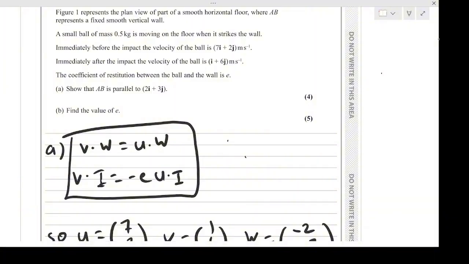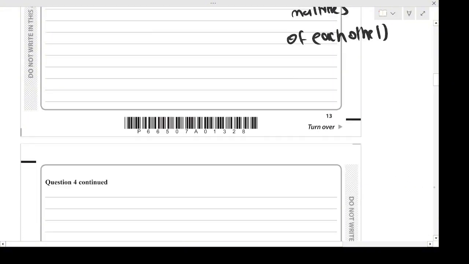And part B says find the value of E. Now that's fairly straightforward because now I can use this equation because I know what V, U and I are. So I can easily sub that into this equation to get E. So part B, V dot I is minus EU dot I.